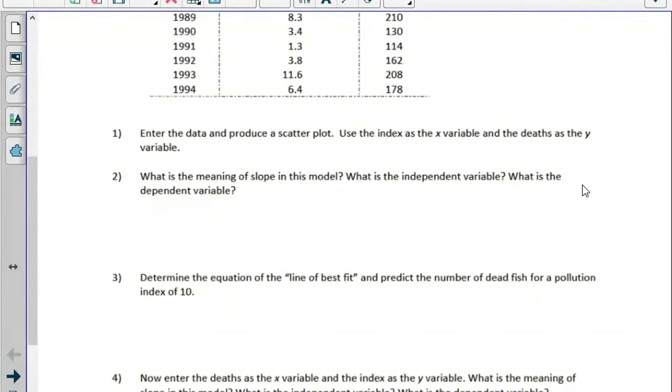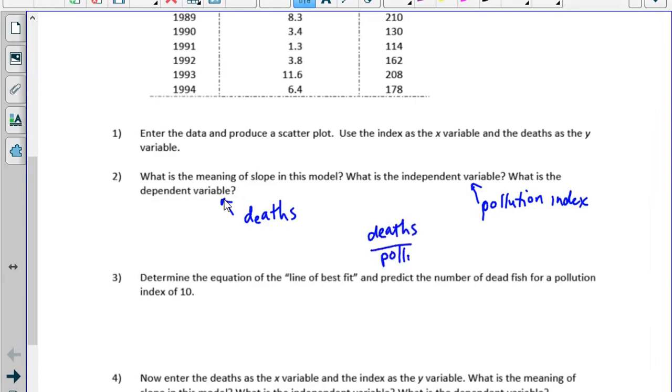So now let's take a look at what the meaning of the slope would be in the model. Since my Y variable, my dependent variable, is deaths, and the independent variable is pollution index, the slope is going to be rise over run, or y over x. So it's deaths per pollution index.